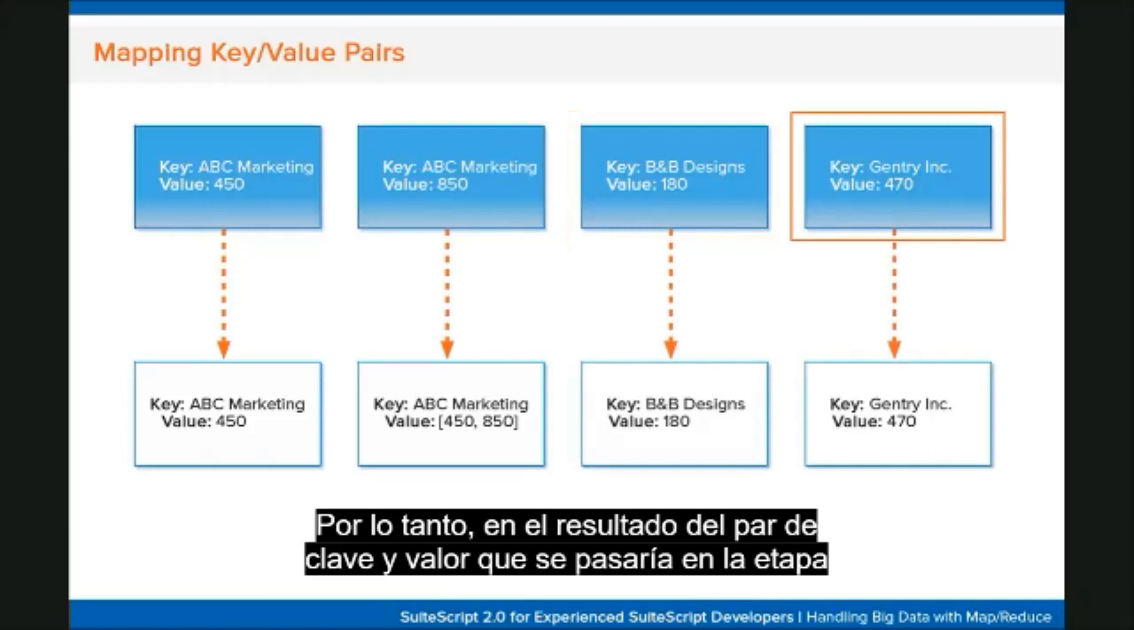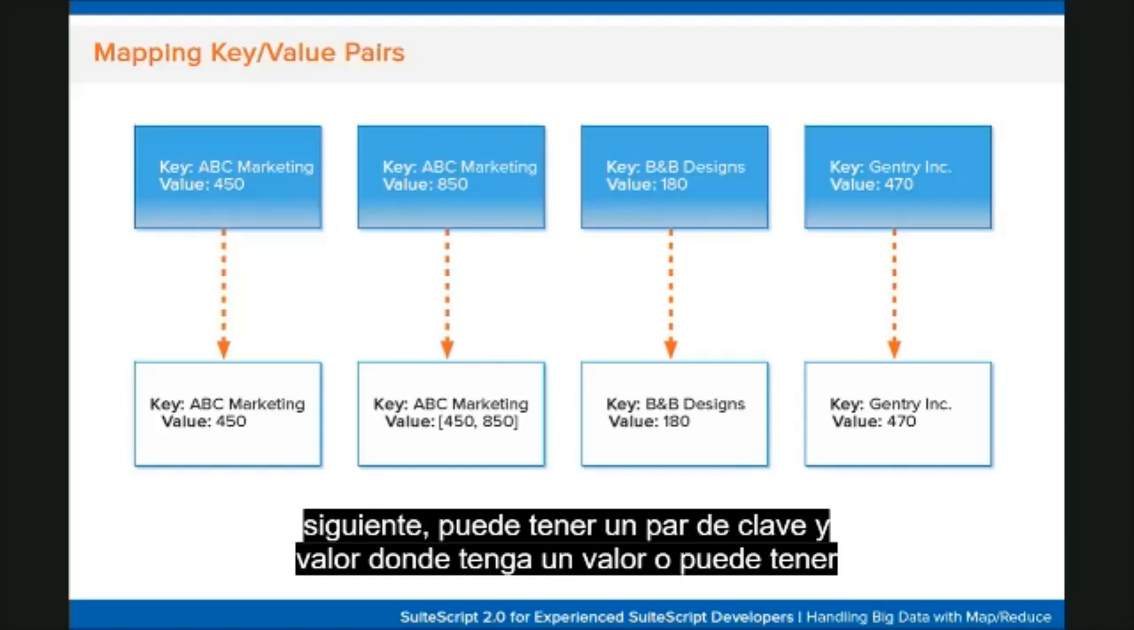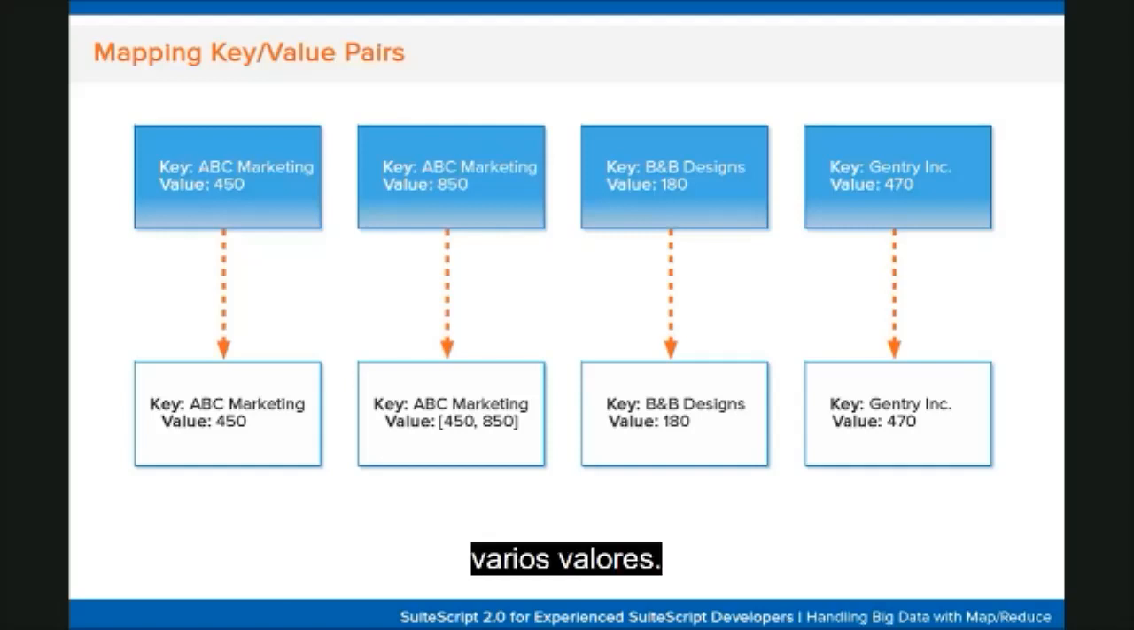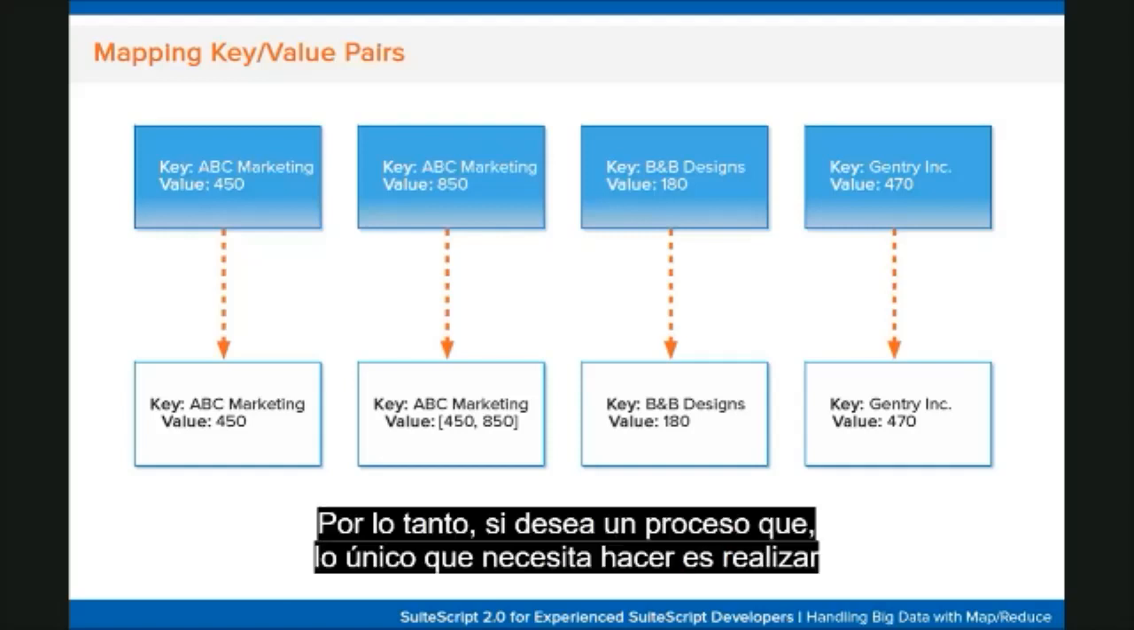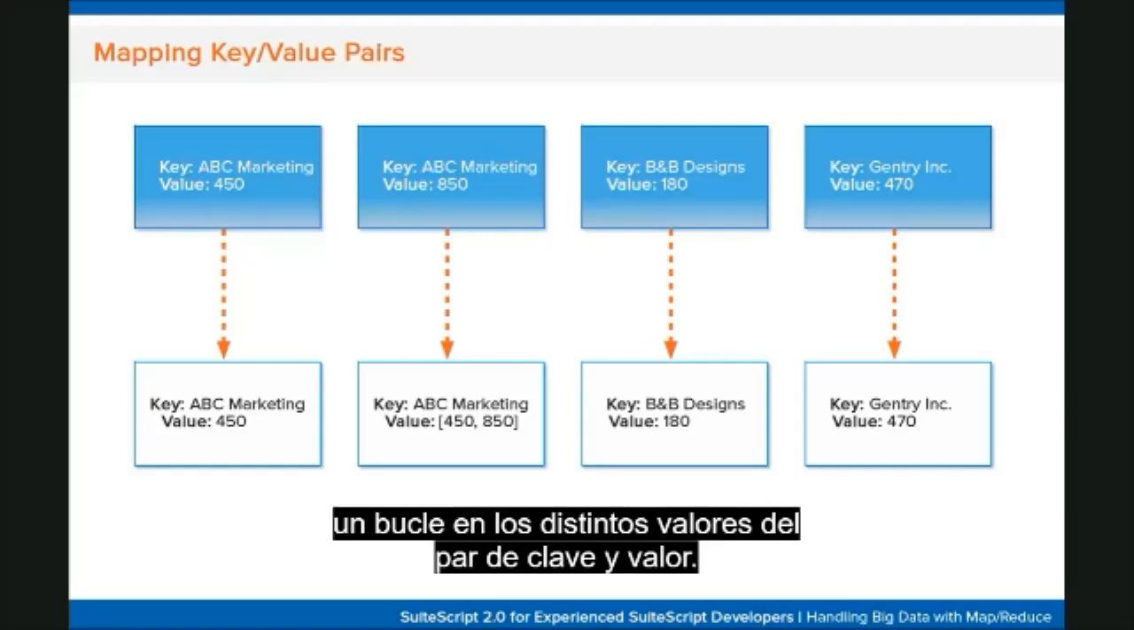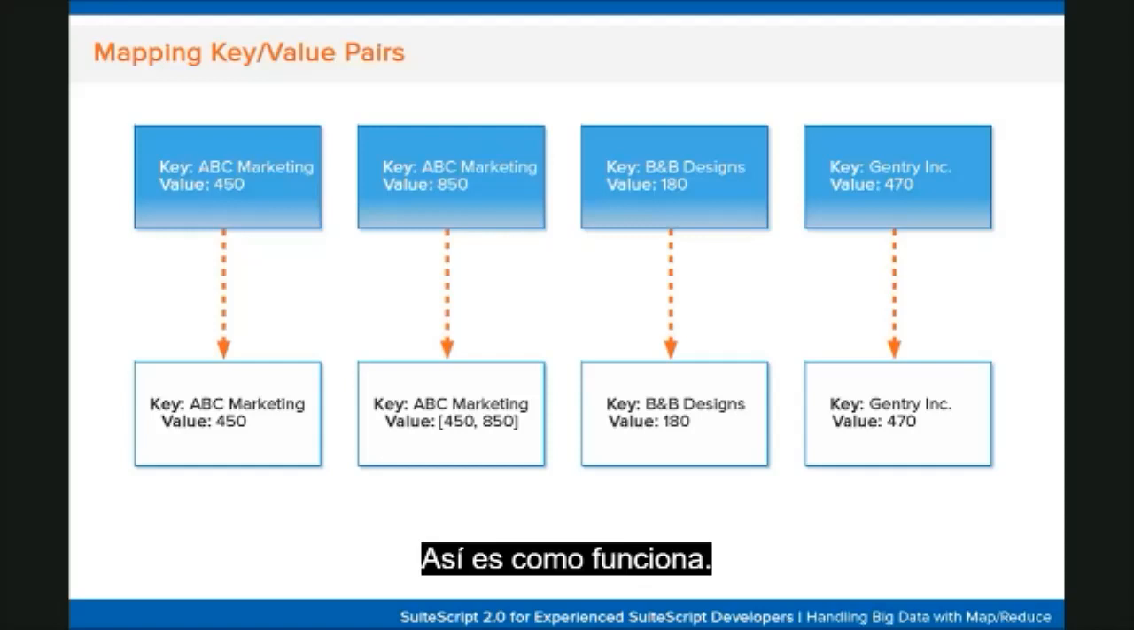So in the result of your key and value pair that would be passed on to the next stage, you can have a key and value pair where you have one value, or you can have multiple values. So if you want to process that, all you need to do is just loop through the different values in your key and value pair. So that's how it works.